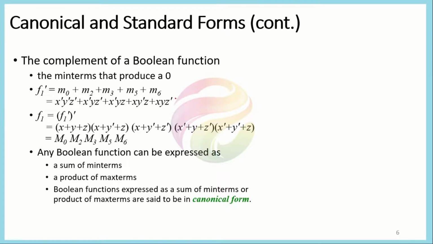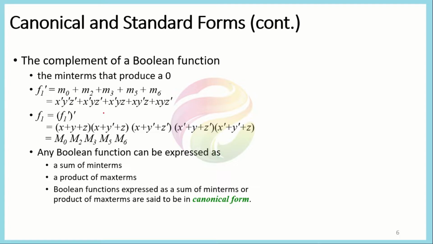Because f1 was originally on m1, m4, and m7, for all other values m0, m2, m3, m5, and m6, it will have 0 on the output. So if we just take the complement, then the complement can be represented by the other min terms like m0, m2, m3, m5, and m6.